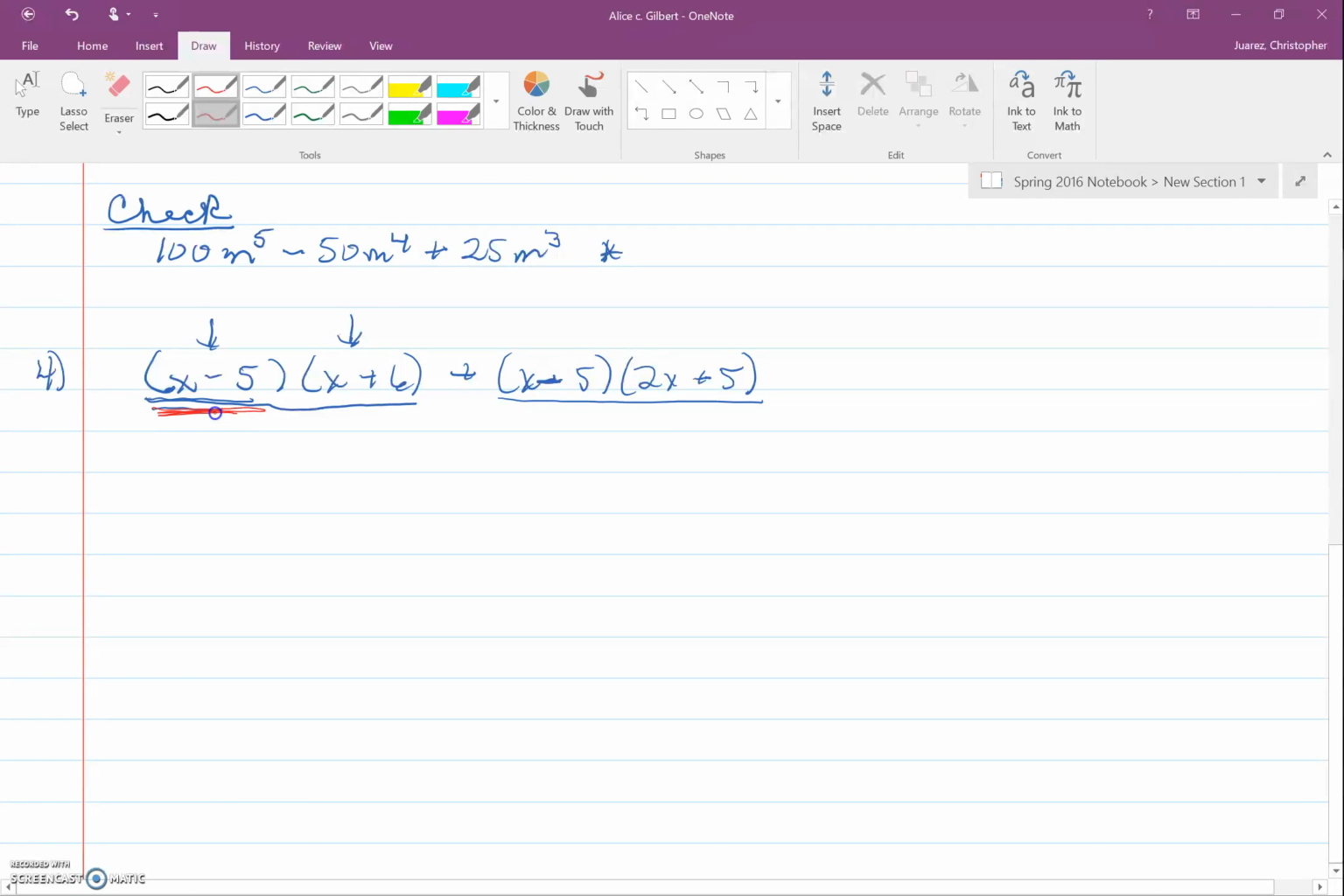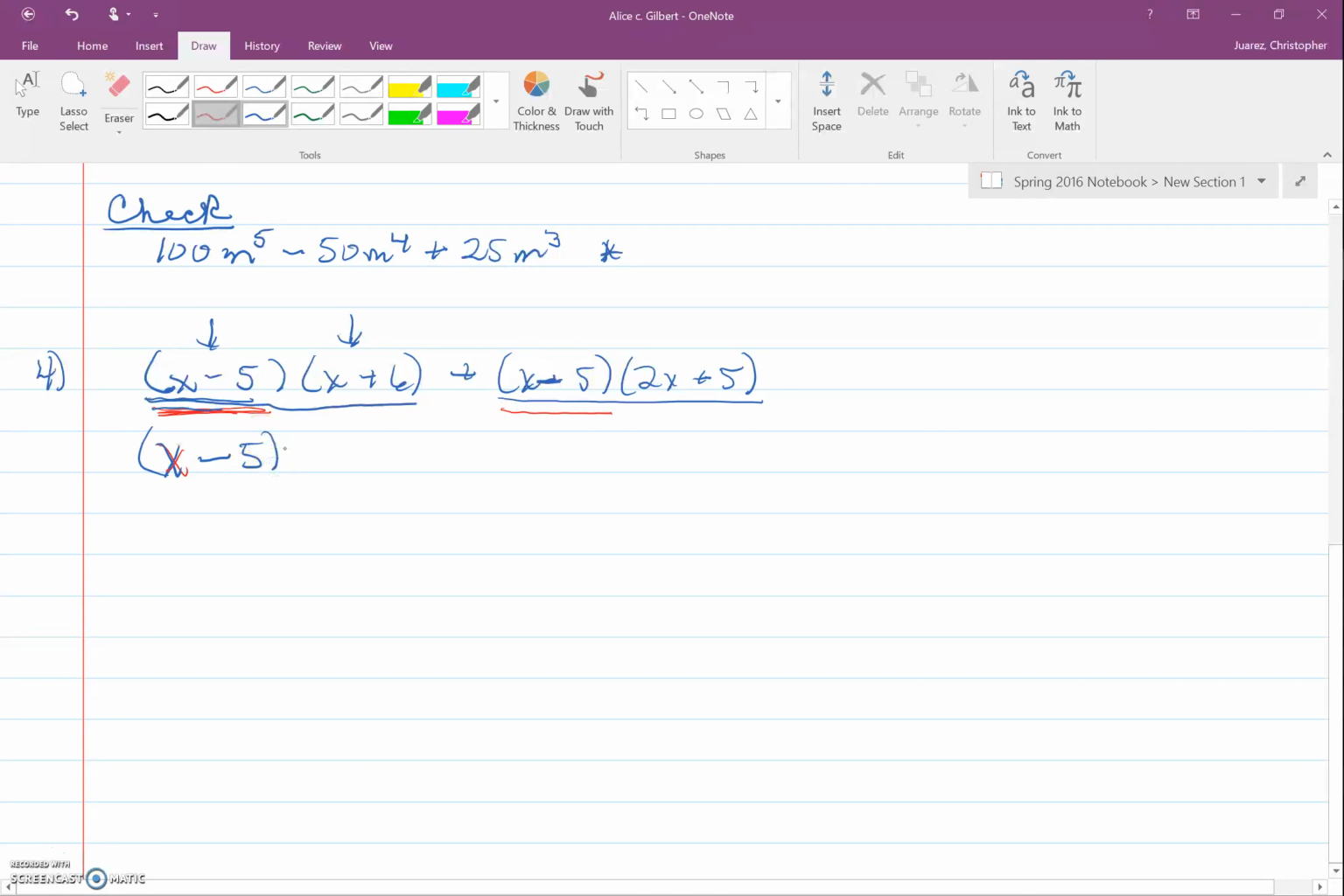The whole quantity, things that are in parentheses, are called the quantity of. So x minus 5 is the quantity of x minus 5. We also have the quantity of x plus 6 and the quantity of 2x plus 5. Each of those is a thing all by itself. You cannot take them apart. So the common factor in each of these is the quantity x minus 5.